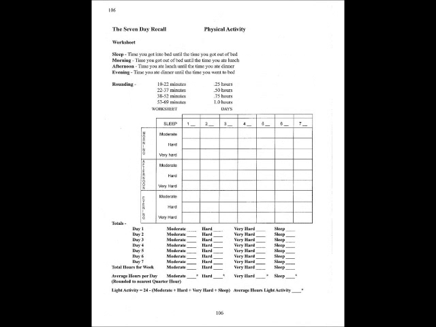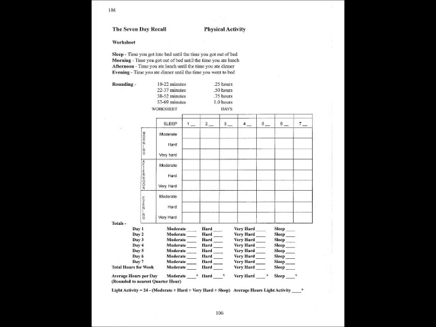On page 106, this will take a little more explanation. This is your 7-day recall, 7-day physical activity recall. If you look at the worksheet, page 106, it explains sleep, morning, afternoon, and evening. It also explains rounding of times. So anything that you do for 10 to 22 minutes is going to be 0.25 hours. 22 to 37 minutes is 0.5 hours, and so on and so forth.